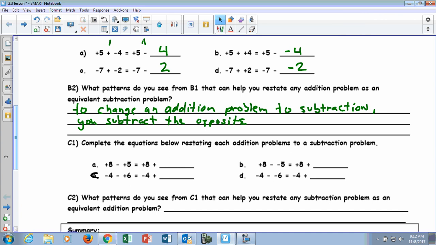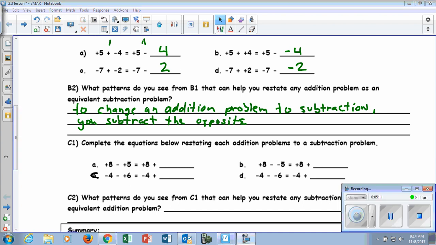So I'm going to give you guys a few more minutes to work on A, B, C, and D in C1. Okay? And then we'll see how that compares to what we did up above. So now, instead of going from addition to subtraction, you're going from subtraction to addition. All right, so we're going to pause again.